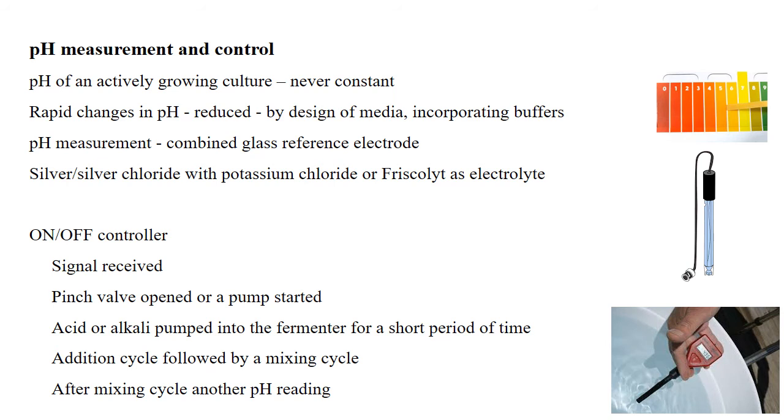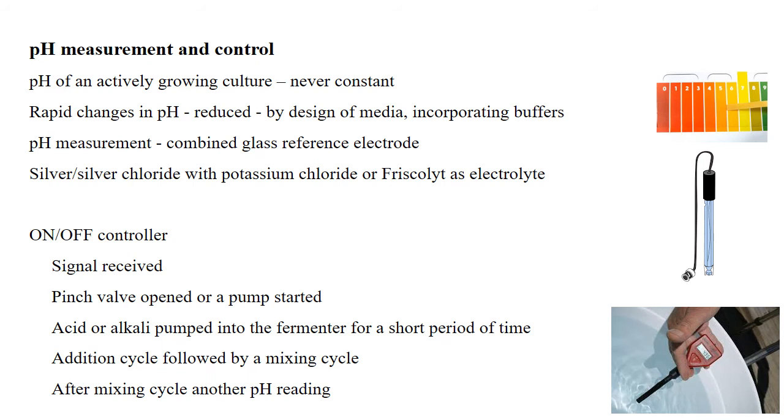The pH measurement is carried out using a combined glass reference electrode, which will be capable of withstanding repeated sterilization cycles. The electrodes are silver and silver chloride, and the electrolyte may be either potassium chloride or friscolite. The electrode will be connected to a pH meter or a controller, which generally works as an on-off controller. The controller will be set to a predetermined pH value, which is optimum for the fermentation process.